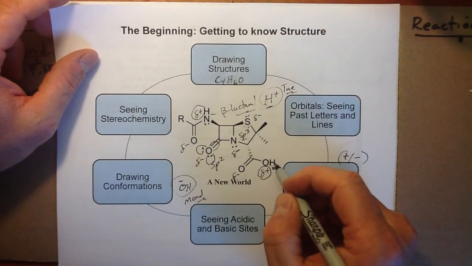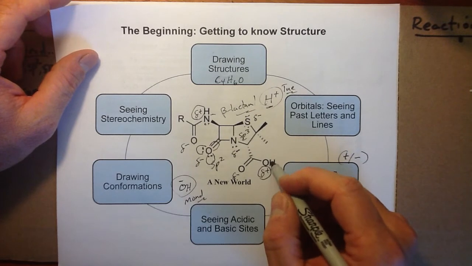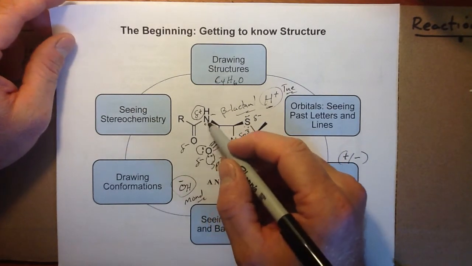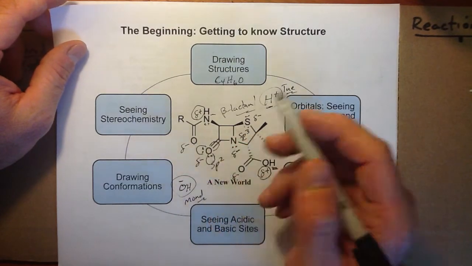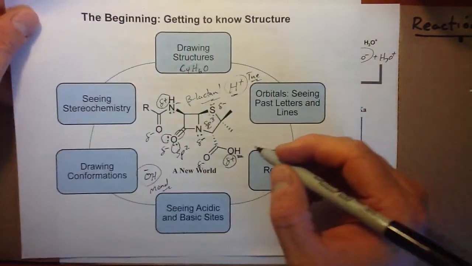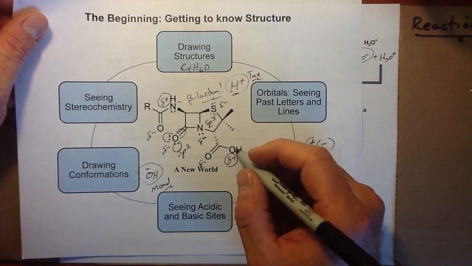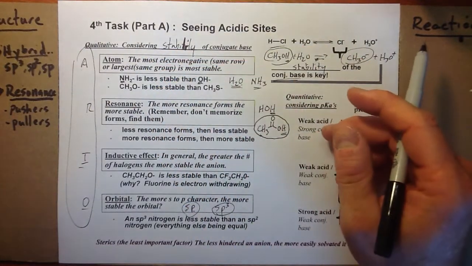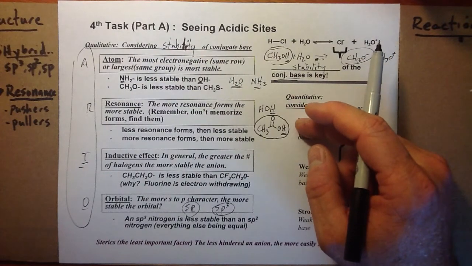Because here it's an O with a proton, the atom is better. Here it's an N with a proton. But at least this one has the delocalization by resonance to an oxygen. So sometimes what we'll do is say this is an O-O combination, this is an N-O combination, and considering A and R, an O-O combination for the negative is better.